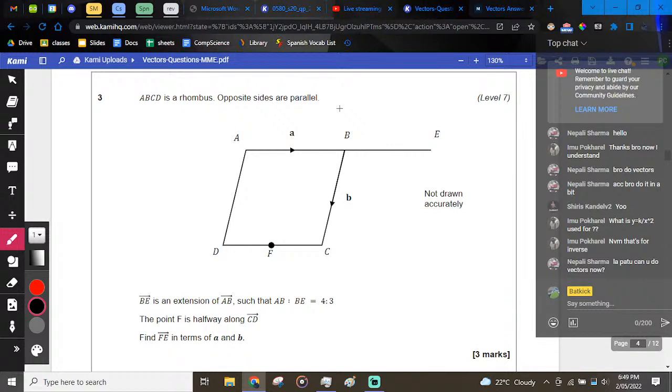A rhombus. It's a rhombus. What does this mean? Each side length is the same, and opposite sides are parallel. So this is also b. This is also b, and B is an extension of AB, so that A to B to E is 4 to 3. Point F is halfway along C to D. It's going to be half a, in this direction. Find F to E.